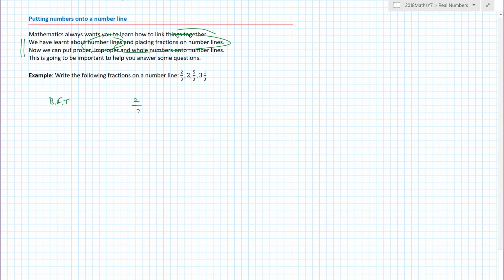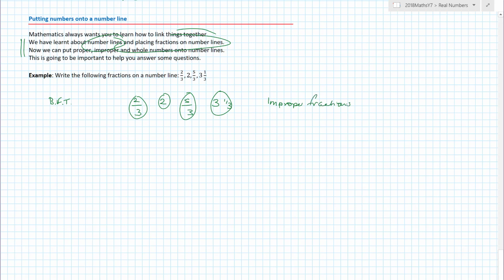Well, I noticed my fractions are 2/3, 2, 5/3, and 3 and 1/3. They're all over the place. We've got here a proper fraction, a whole number, an improper fraction, and a mixed number. So they're trying to trick us. And actually, to be able to put these things on a number line effectively and properly, we need to turn all of these into improper fractions. Yeah, we're going to turn them all top heavy.